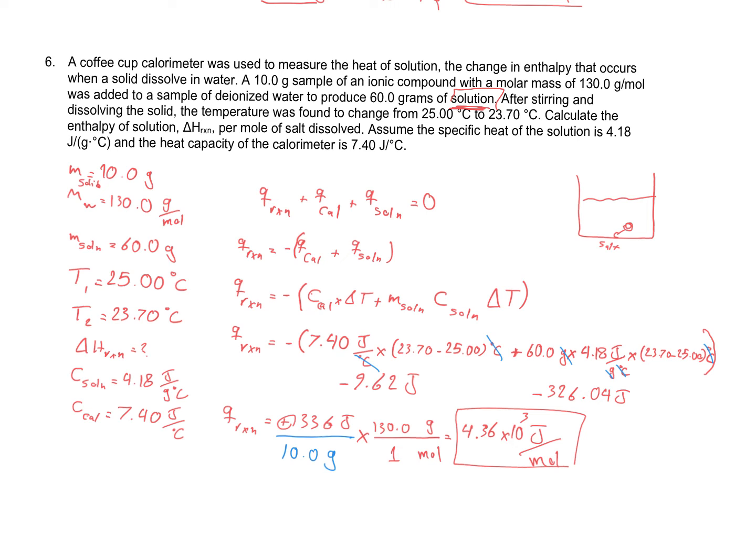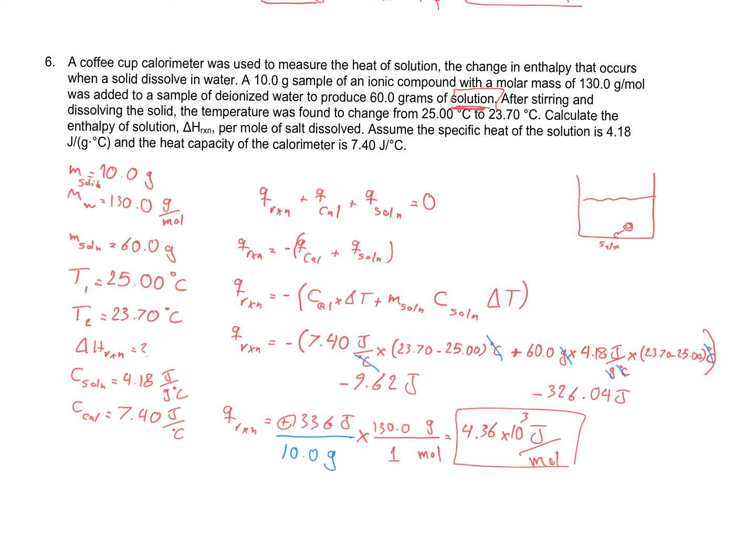And after stirring the solution and the solid dissolved, the temperature was found to change from 25 to 23.7. So you have to be careful which one is the initial and which one is the final. So T1 or Ti is 25 and T2 or Tf is 23.7. Okay. Calculate the enthalpy of solution. We want the delta H, per mole. So we want it per each mole.